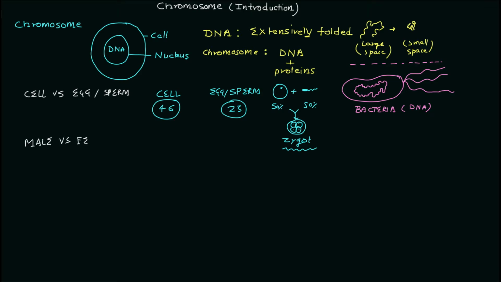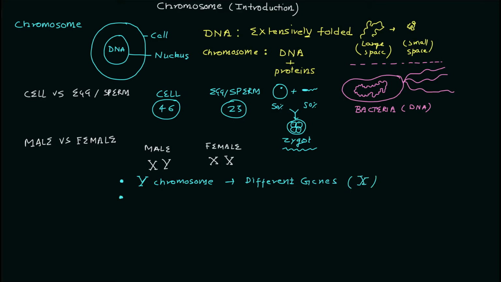Now, let's move on to the male and the female chromosome. In the case of male, you have the presence of the Y chromosome. And in the case of female, you lack the Y chromosome, but you do have an additional X chromosome. And the Y chromosome is basically responsible for different genes as compared to the X chromosome. That is why male and female are different.